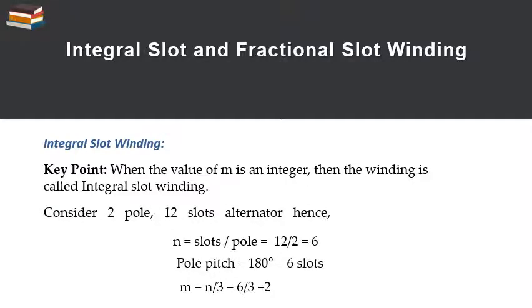Consider a two pole 12 slot alternator. Hence N, slots per pole, is equal to 12 by 2, which is equal to 6. Pole pitch is equal to 180 degrees, which is equal to 6 slots. So M is equal to N by 3. The value of N is equal to 6, so M is equal to 6 by 3, which is equal to 2.